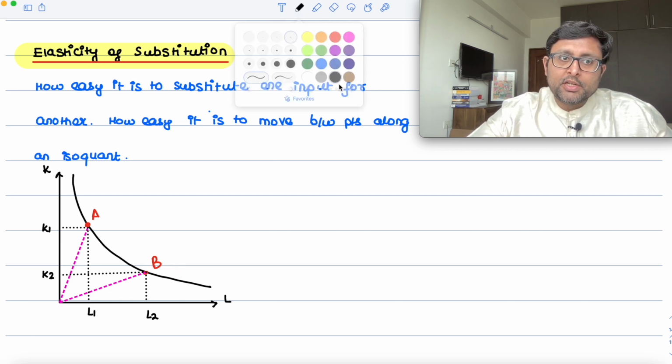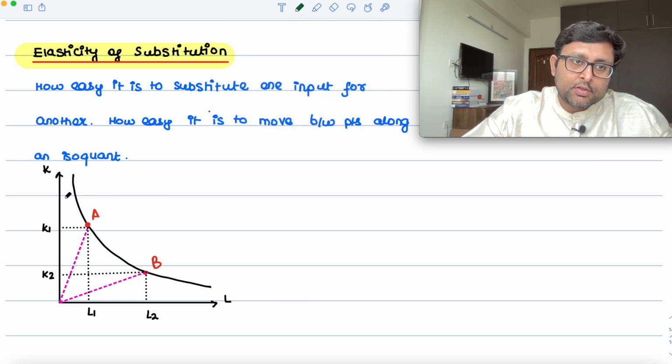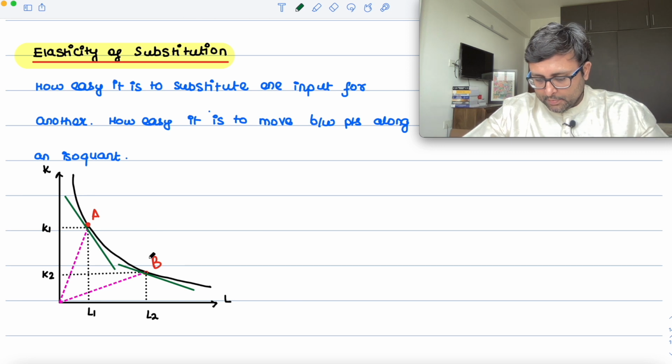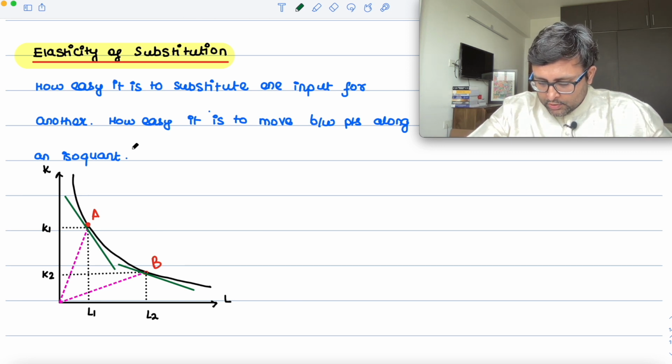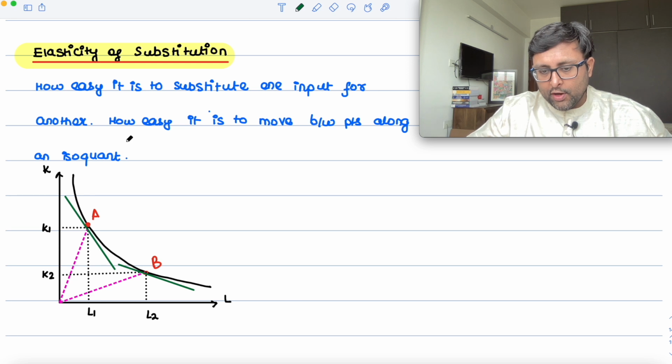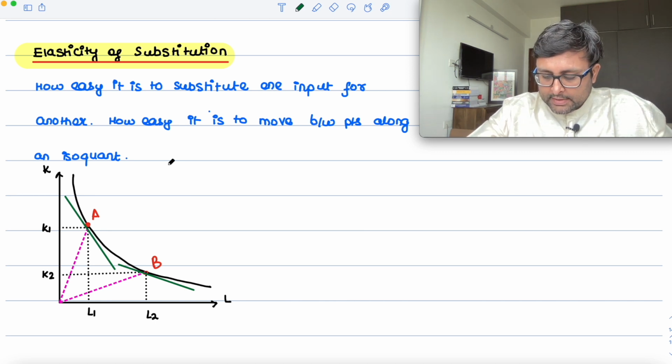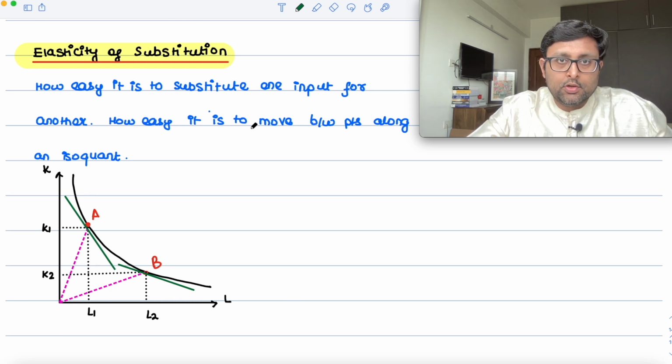And you can also measure MRTS at these points. So MRTS is the slope of the isoquant at these points. Slope of the isoquant at point A and at point B, right? So when you move along an isoquant from point A to point B, what happens is that your K by L ratio is also changing and MRTS is also changing, right?